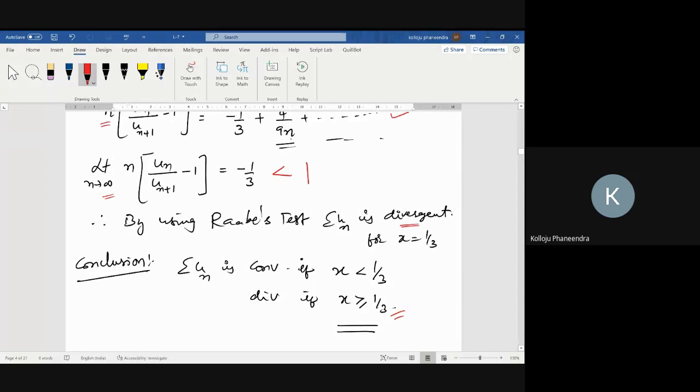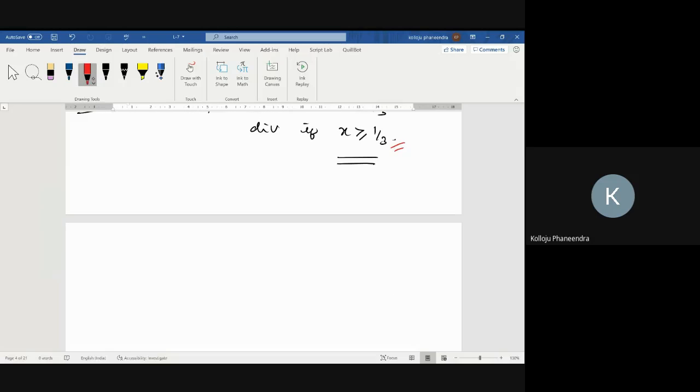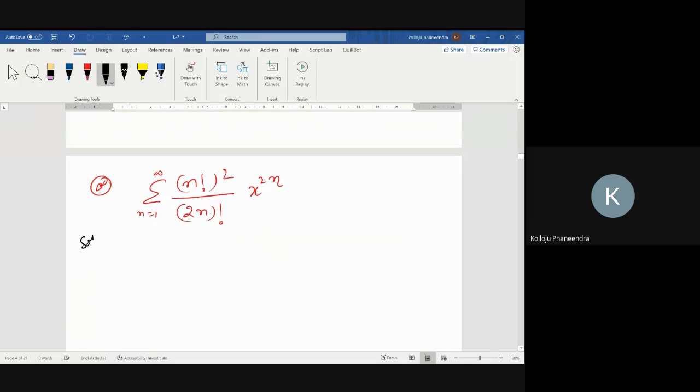Okay, and next problem. One more. Test the convergence of the series. Sigma n factorial whole square by 2n factorial into x to the power of 2n. Now, what is the nth term solution? Nth term un is equal to n factorial whole square by 2n factorial x to the power of 2n.